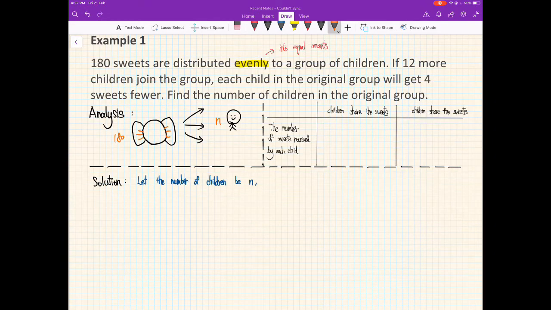If n children share the sweets, the number of sweets received by each child will be the total amount of sweets over the number of students. That is 180 over n. Let's look back to the question. If 12 more children join the group, there are 12 more children now.